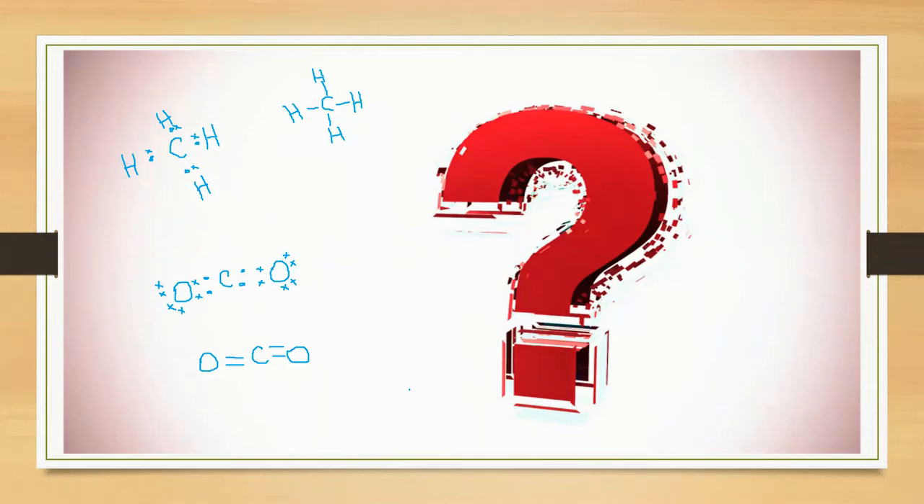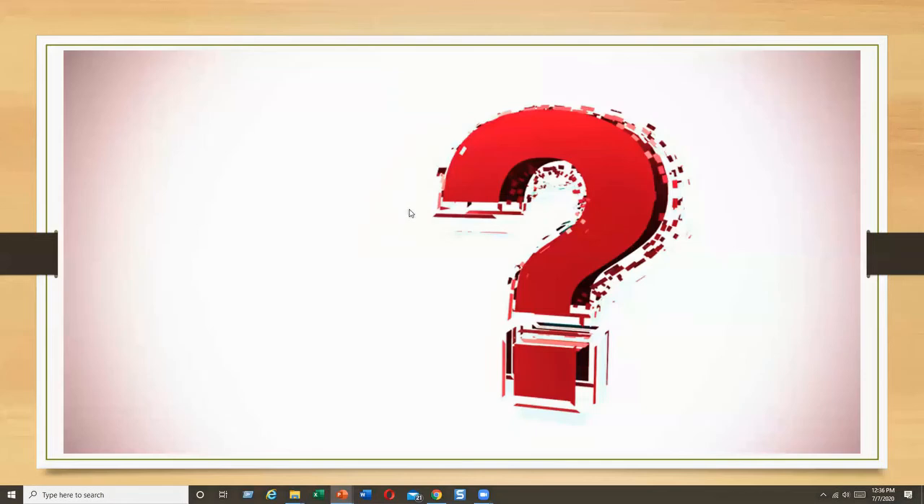Any other questions? Student: Sir, coordinate covalent bond. What do you mean by it? Oh, a coordinate covalent bond is one type of covalent bond where both bonding electrons come from one atom. But in a covalent bond, the electrons come from the 2 bonding atoms equally.